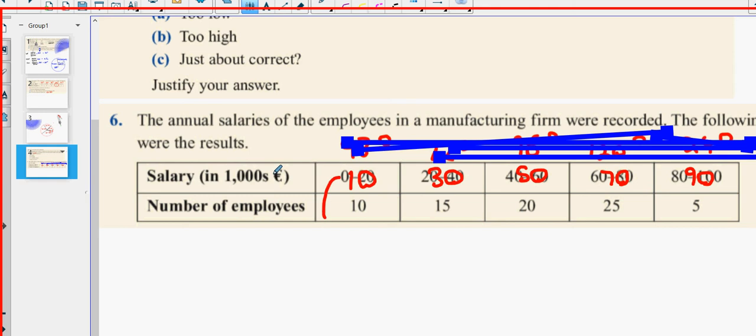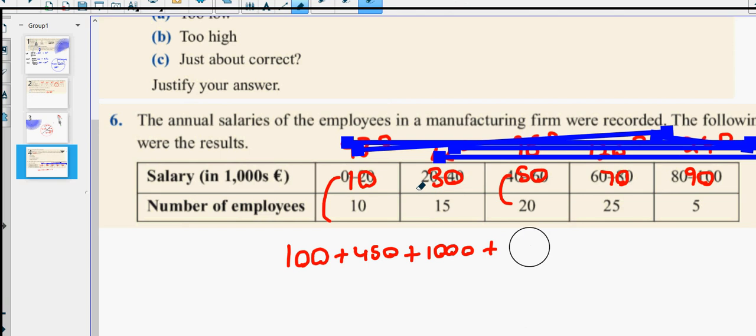10 times 10, 100. Oh, I have to multiply my answer by 1,000. Does everybody get that? You have to multiply my answer by 1,000. What's this, 450? Next one, 100 or 1,000? 1,000. 25 times 70, 1,500? Is it? 1,750, good job. And finally, 90 times 5.